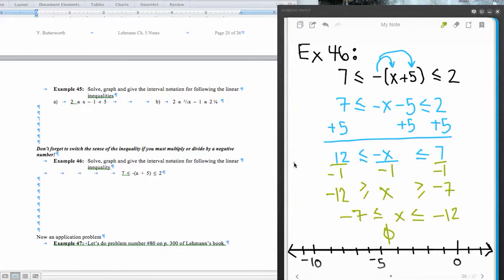So I'll continue on in the next video. I'll make up one example, and then we'll do Lehman's word problem example as well in that next video.